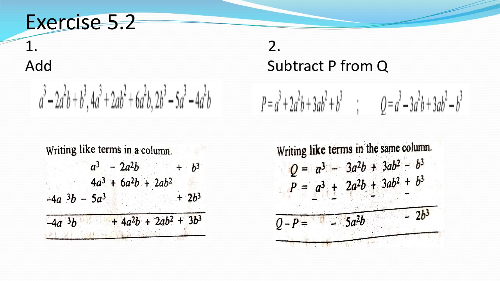So we change the plus sign to the negative sign, and then a cube minus a cube is 0, so we do not write it. Minus with 3 and minus with 2, we add, so we have minus 5a square b. Again 3ab square minus 3ab square cancel, and b cube minus b cube minus b cube equals minus 2b cube.